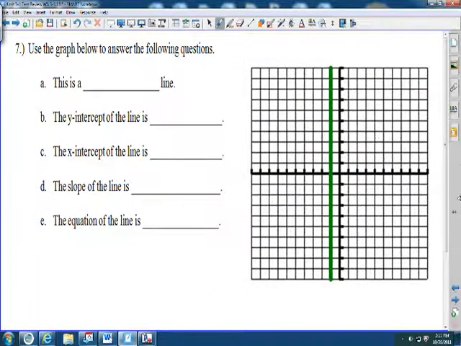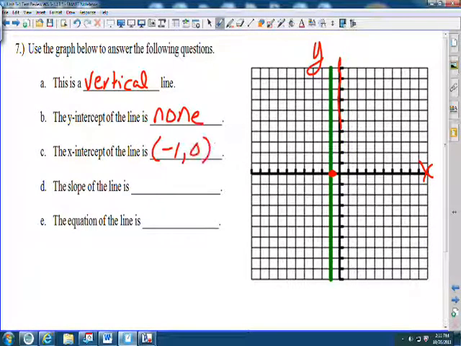Here's the next one. This line is a vertical line. Remember to label x, then y. The y-intercept, does it touch this y-intercept right here? No, it's parallel to it. There is no y-intercept. There is none. The x-intercept touches right here. This is at -1, 0.